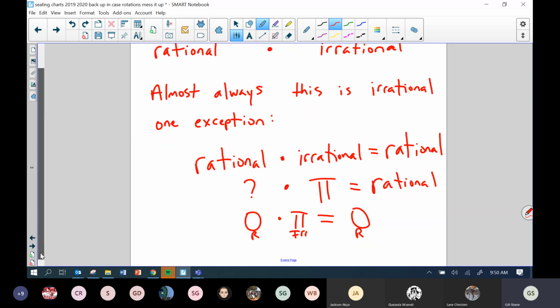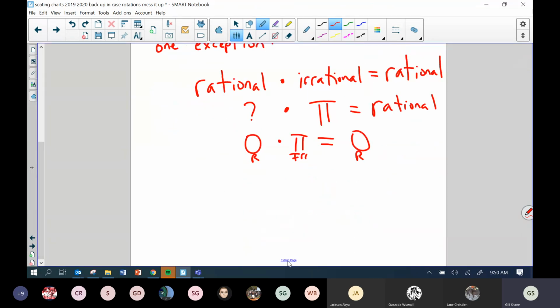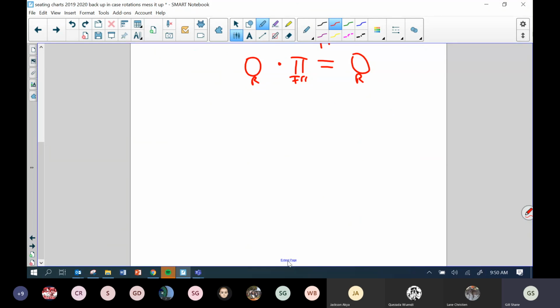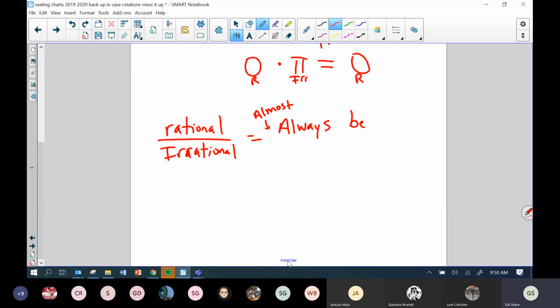So with that in mind, division is the same exception. So if you say, well, what about if I take a rational number and I divide it by an irrational? What is my end result going to be there? Well, it's going to, again, I'm going to say almost always be irrational, just like multiplying, except when you use 0.